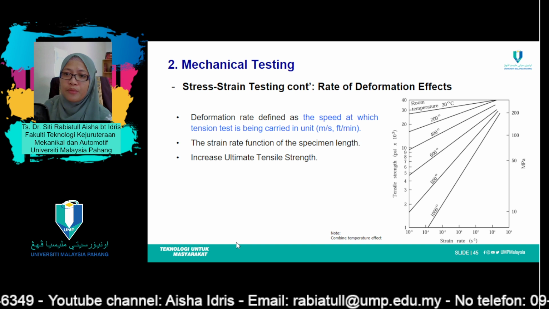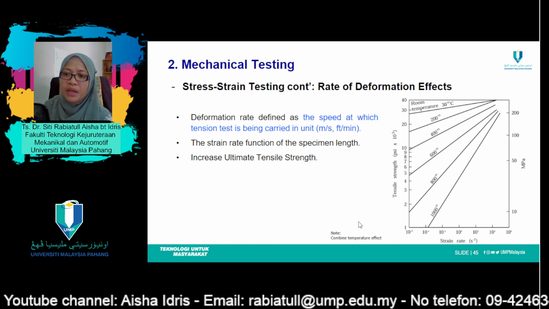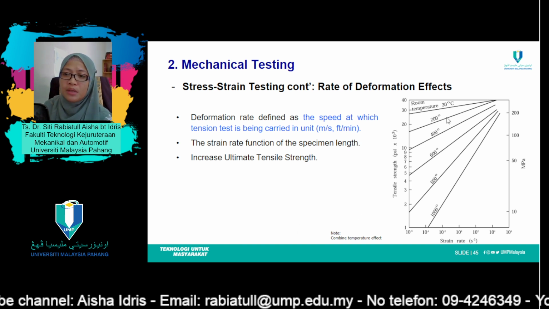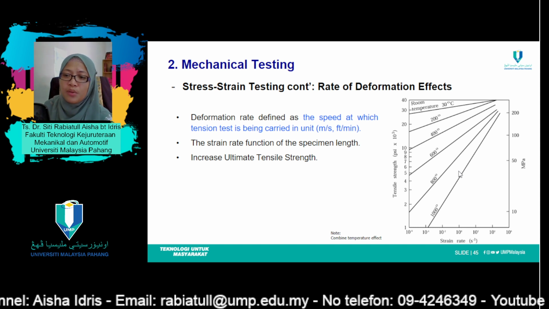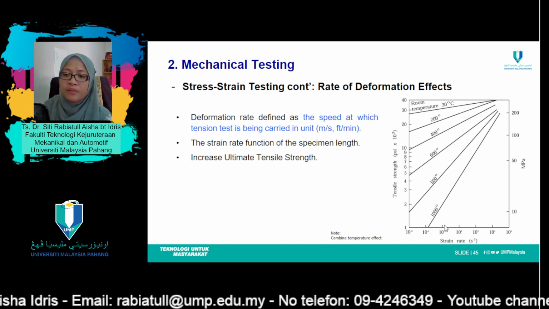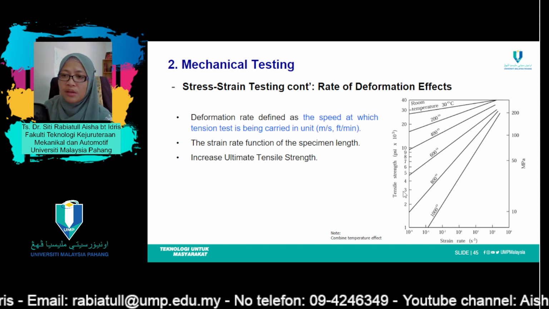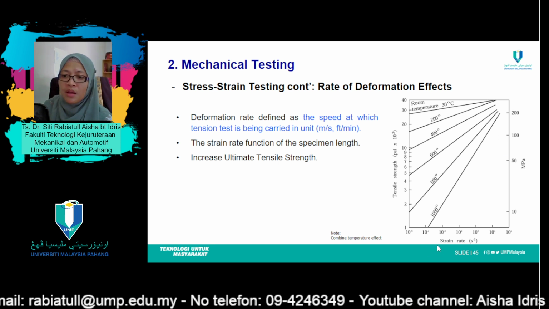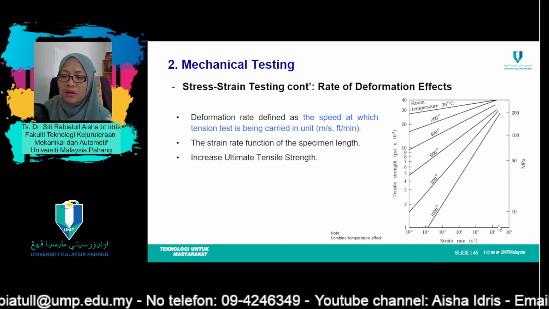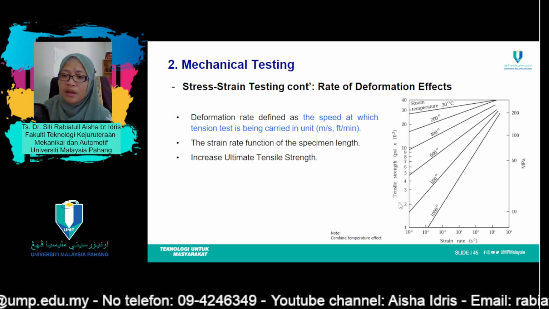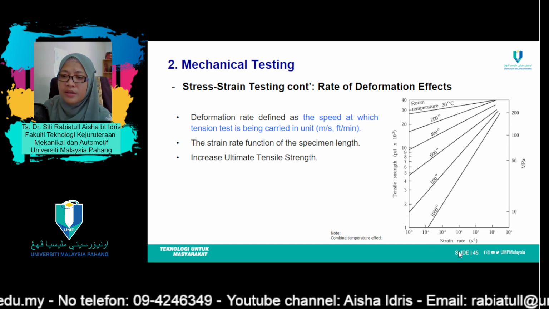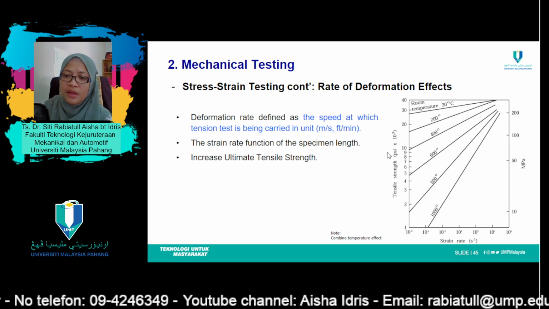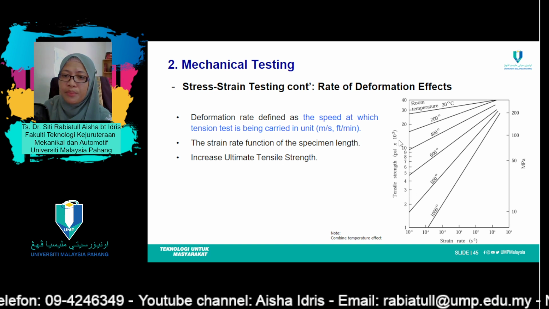Other than that, the rate of deformation is also affected by temperature. For example, if you look at this graph over here, the higher the strain rate is, then the higher the tensile strength will be.